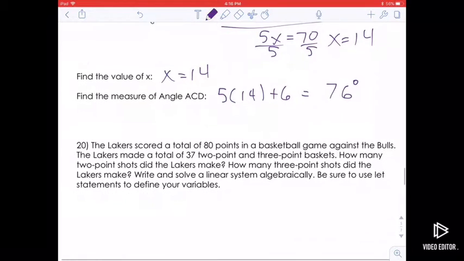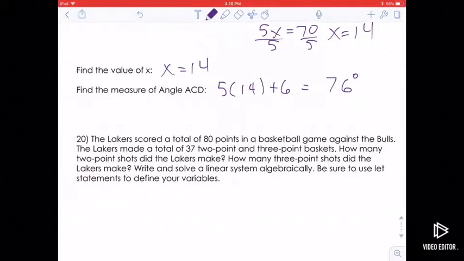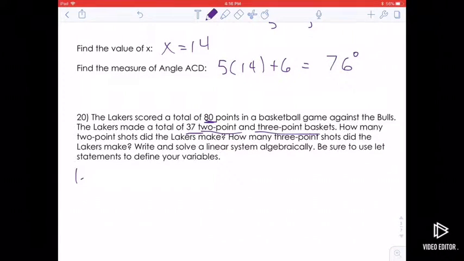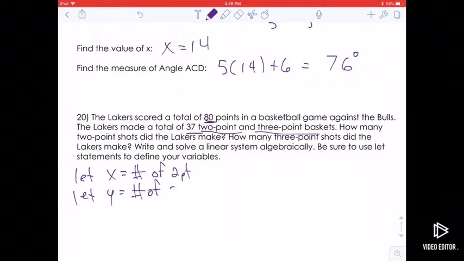The Lakers scored a total of 80 points in a basketball game against the Bulls. The Lakers made a total of 37 2-point and 3-point baskets. How many 2-point shots did the Lakers make? How many 3-point shots did the Lakers make? Write and solve a linear system algebraically. Be sure to use let statements to define your variables. So let's go ahead and say let x equal the number of 2-pointers, and let y equal the number of 3-pointers.